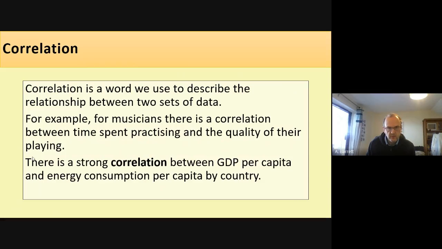Remember, correlation is a word we use to describe the relationship between two sets of data. For example, for musicians, there is a correlation between time spent practicing and the quality of their playing. Also, there is a strong correlation between GDP per capita, so how wealthy the average person is in a country, and energy consumption per capita. In other words, how much energy they use. Okay, I'm not going to get into why that is, but hopefully you can all understand that that's the case.